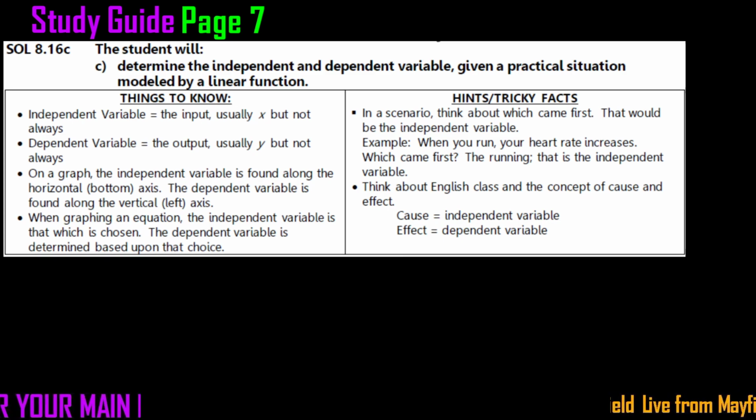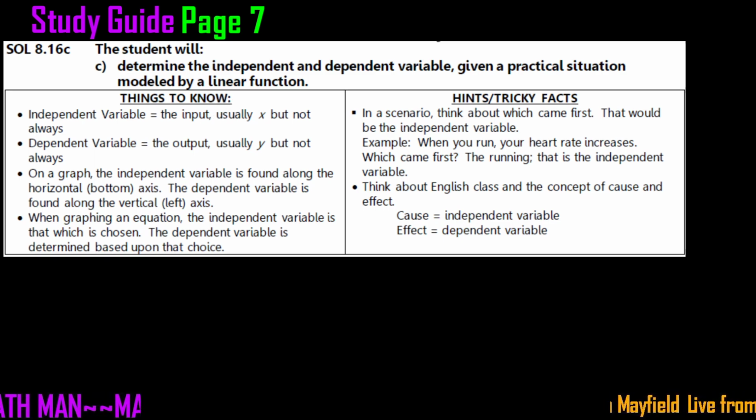In this video, again, we are working through this wonderful functions study guide, and we're on page number 7 now. And so we're making sure that we can, first off, hear me to make sure that we can follow those instructions, and you want to make sure that you are reading through these examples, some things to know, and some hints slash facts. So it says, we will be able to determine the independent and dependent variable given a practical situation modeled by a linear function.